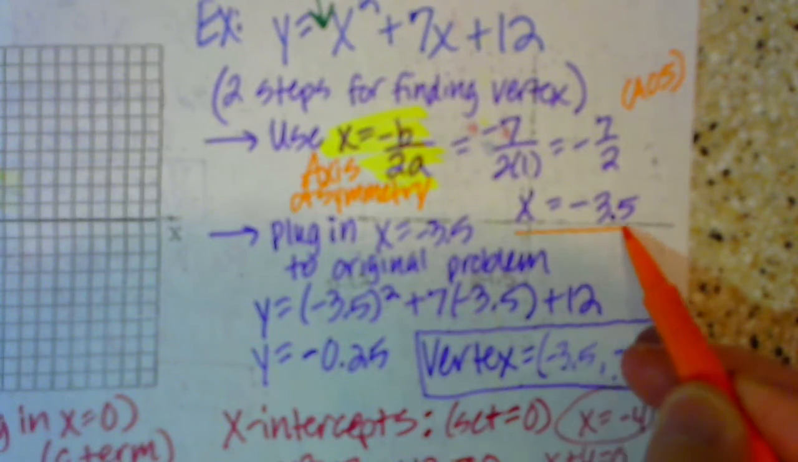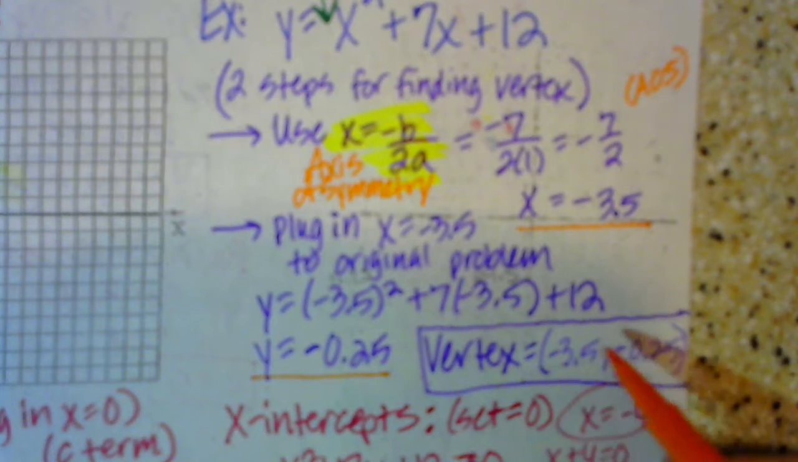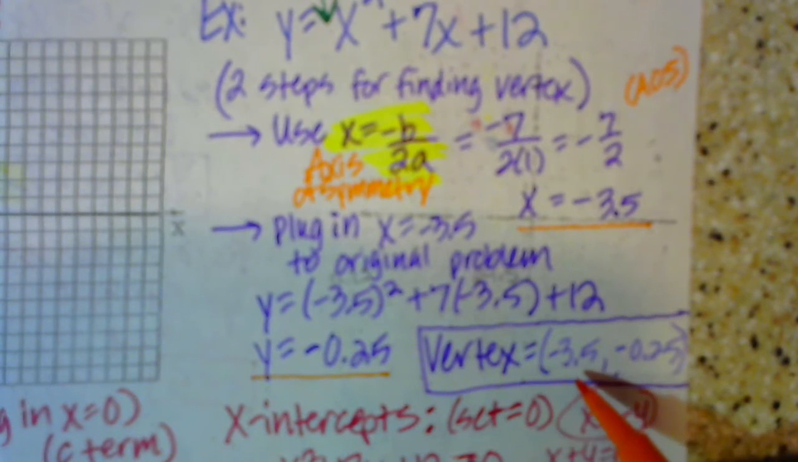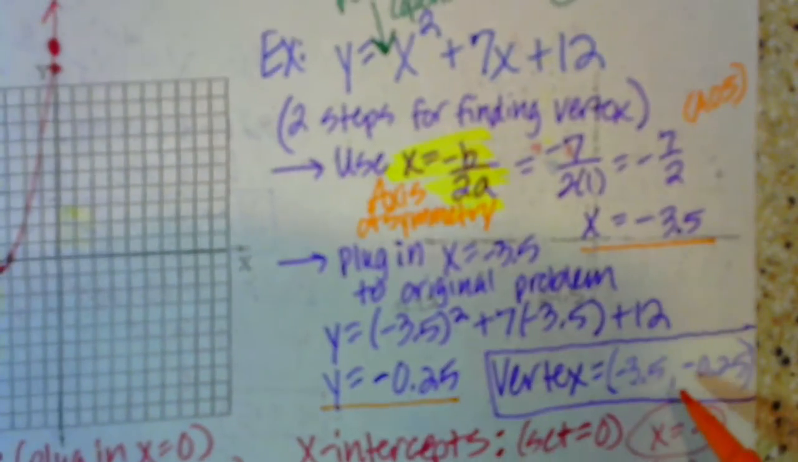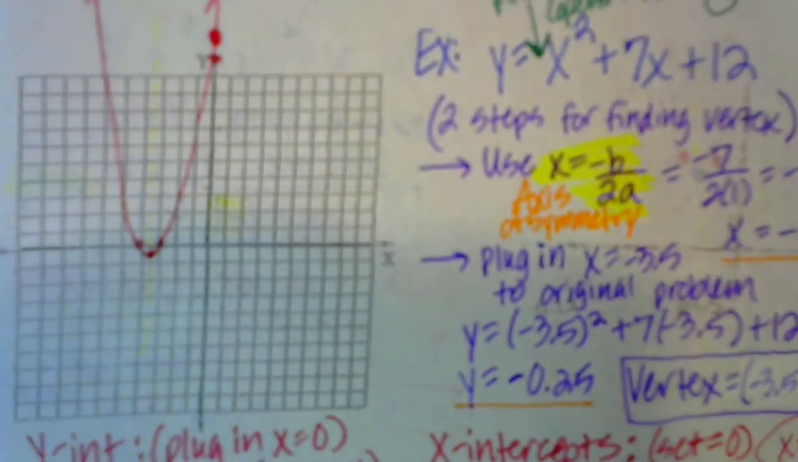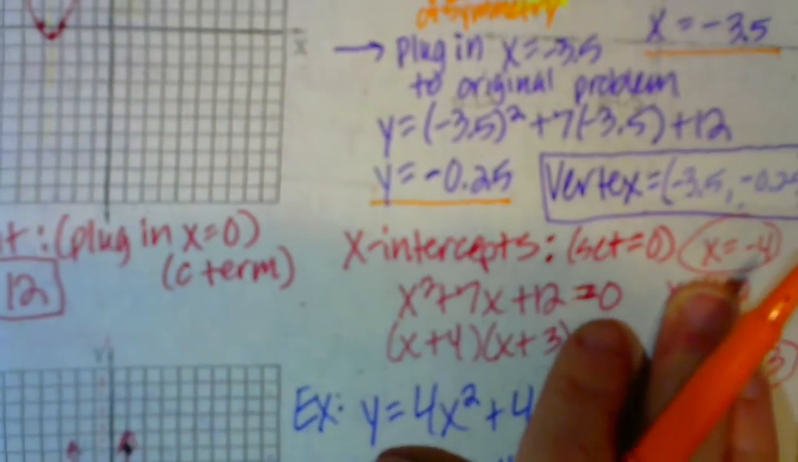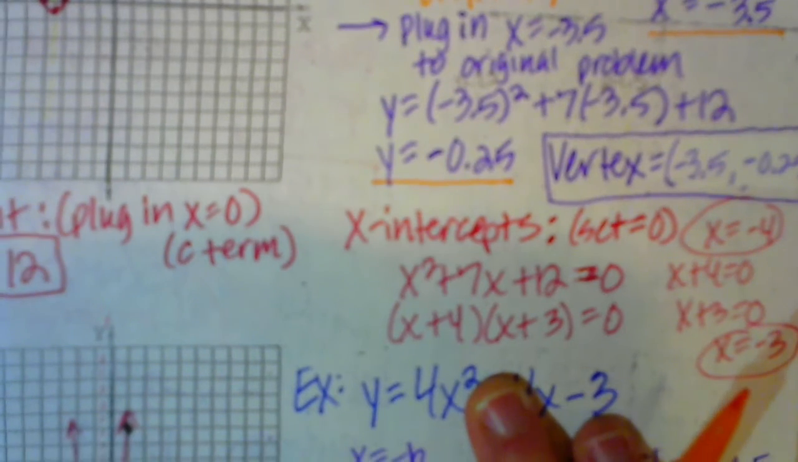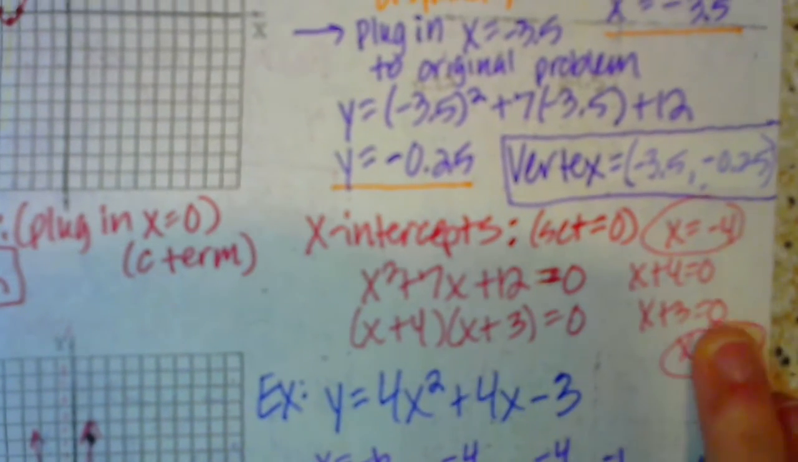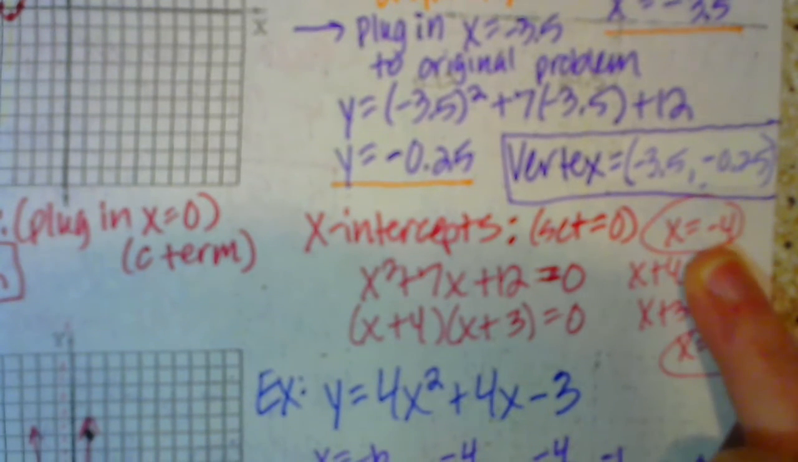So you put your x and your y together for your whole vertex point. Left 3.5, down 0.25. That's a point you can plot. Alright, so x-intercepts. That means I'm going to set it to 0 and see if I can factor. This one could be factored, so my two x-intercepts are negative 3 and negative 4.